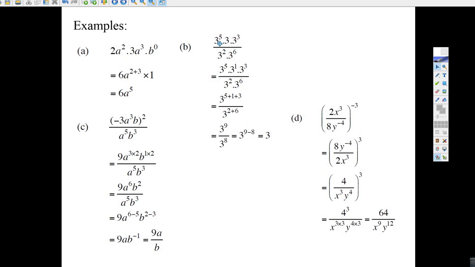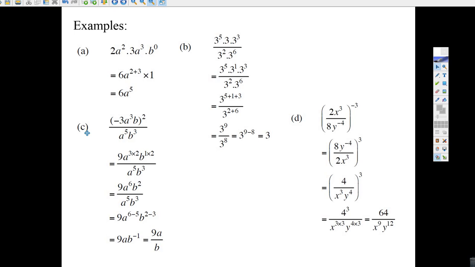Let's look here. Well, all of these are base 3. So we can write down, this is really 3 to the 1 to help us. Then we write down the 3, and we can add these little numbers on top. 5 and 1 and 3, that's 9. We can add the 2 and 6 and get 8. And when we divide, we subtract. 9 minus 8 is 1. So it's 3 to the 1, which is really 3.